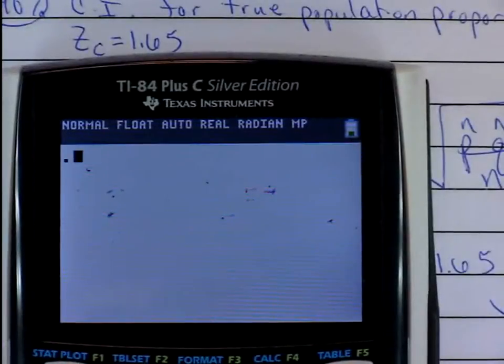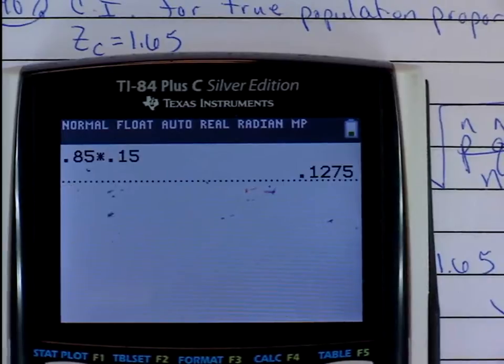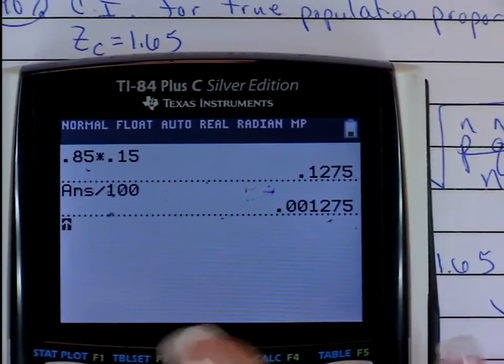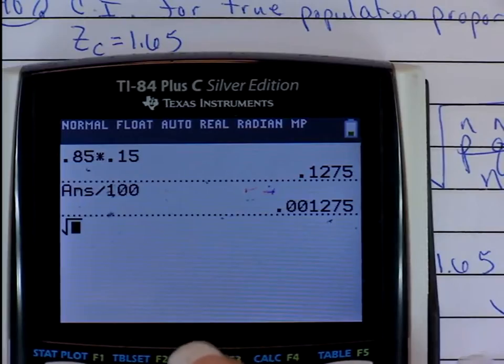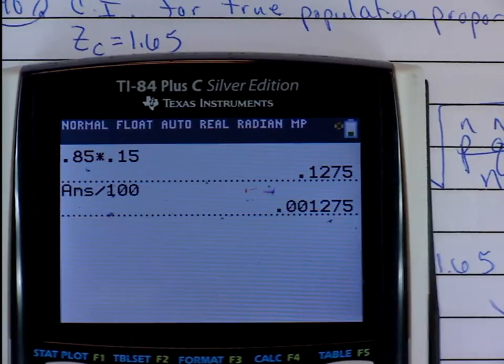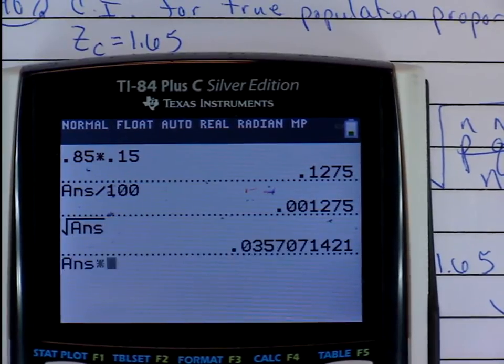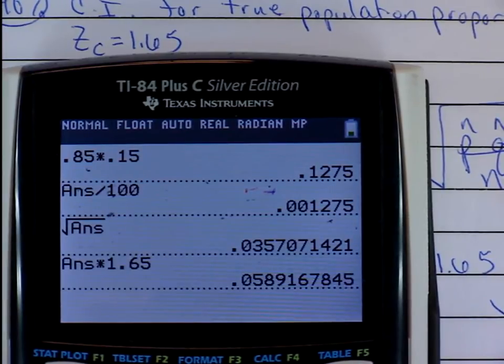Under the radical, I say 0.85 times 0.15. Enter. Divide by 100. Enter. I take the square root of that, and instead of retyping that, I say second answer. Under second answer is 0.001275. Enter. The last thing I do is multiply by 1.65. Therefore, your E is 0.0589. There's your margin of error.